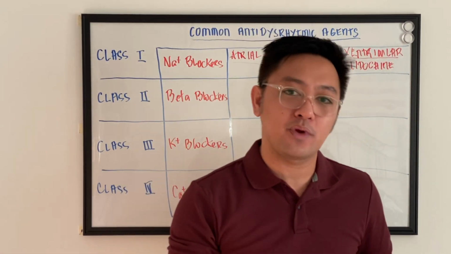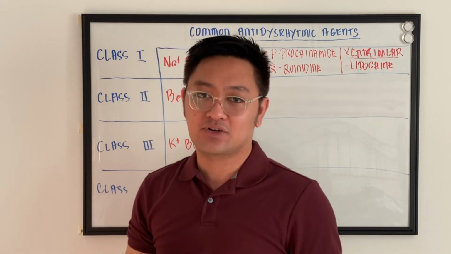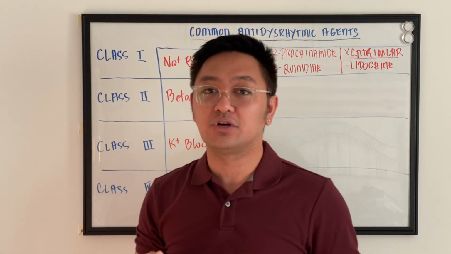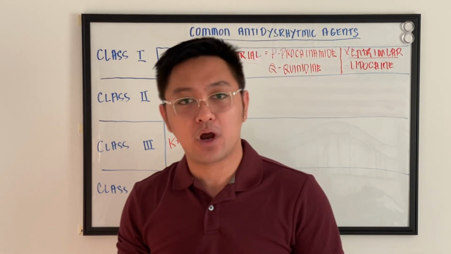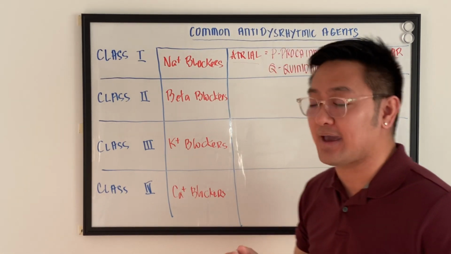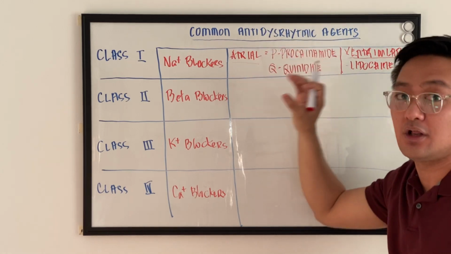What is the primary reason in giving magnesium to a patient with ventricular dysrhythmia? The answer is to prevent polymorphic ventricular dysrhythmia called torsades de pointes. So that is the primary reason in giving magnesium to a patient with a ventricular problem, okay? So this is what we call your class 1 sodium channel blocker.